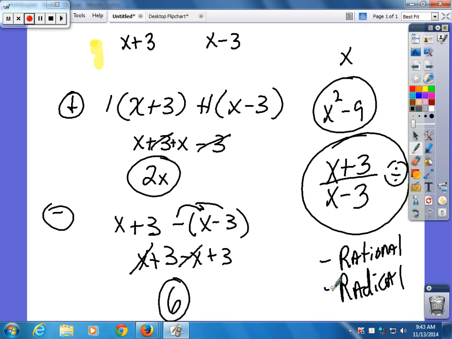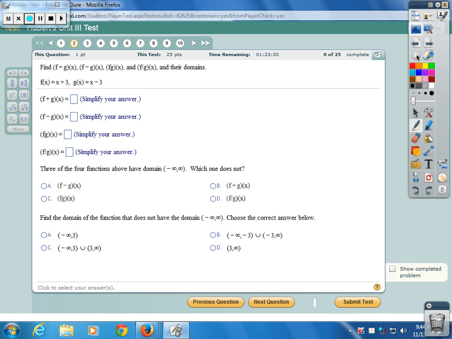The rest of these, what can you plug in for x? Anything you want. What can you plug in for x? Anything you want. The domain of this is 6. So you can plug in anything you want here, but you can't plug in 3 here because it will give you a 0 in the denominator, which would cause it to go crazy. So that problem you should not miss.